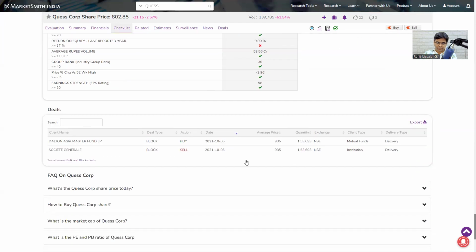Then the deals, this is important because what recent deals have been done with the shares of the company? What is the available float of the company? Compare that number with the quantity of shares traded. So that gives you the block deal, high volume deals that have happened in the stock.